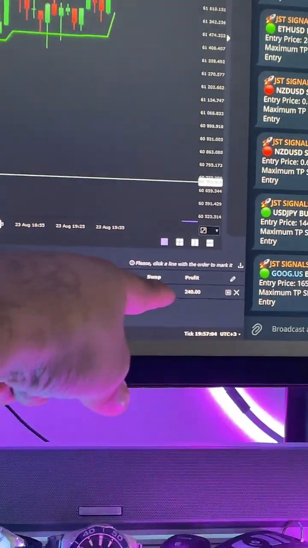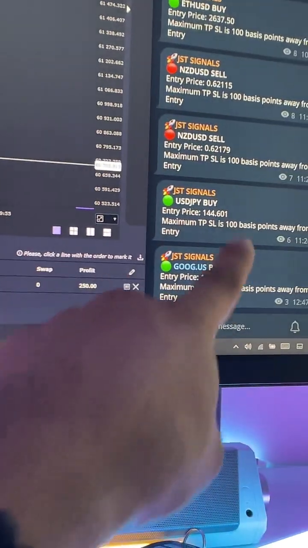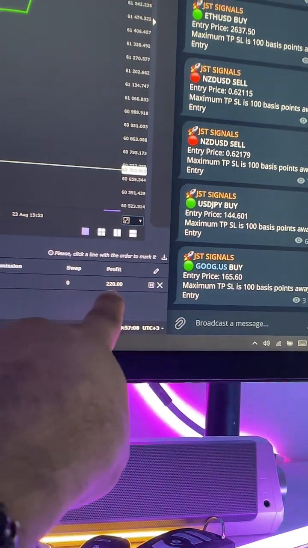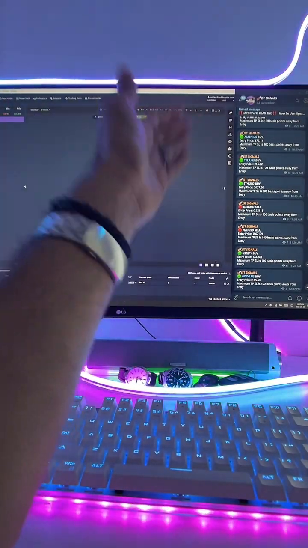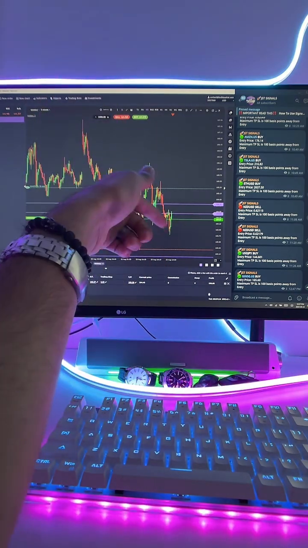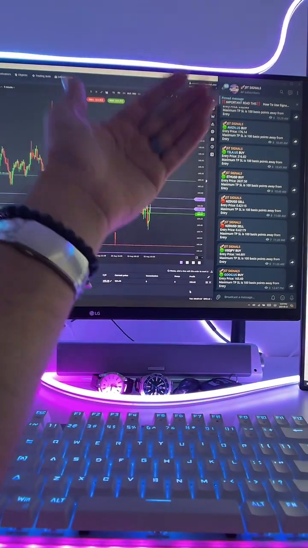Guys, our Google trade that we just took, this Google buy that we just took is at $220 in profit. That is amazing. Congratulations to everybody following along. We're in profit on, so that's what it is.